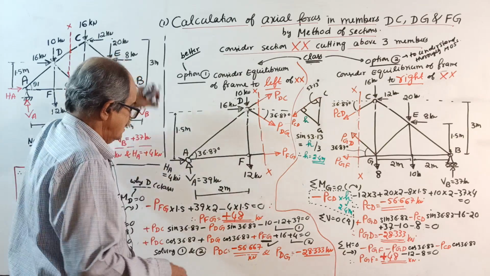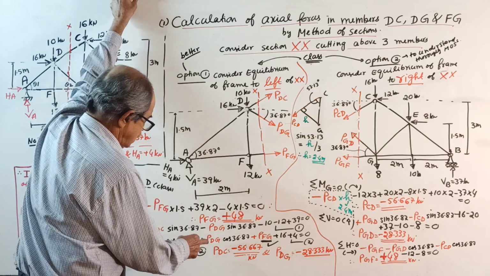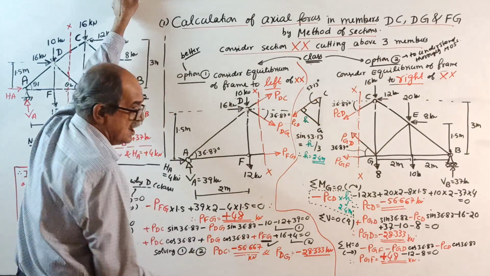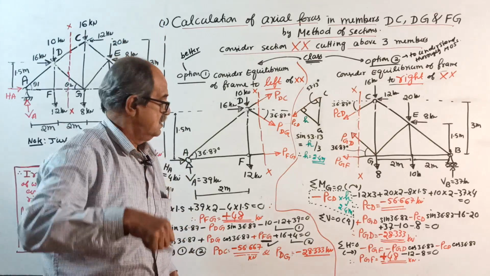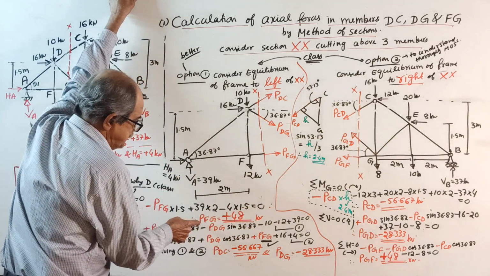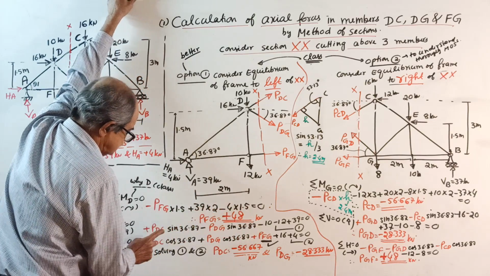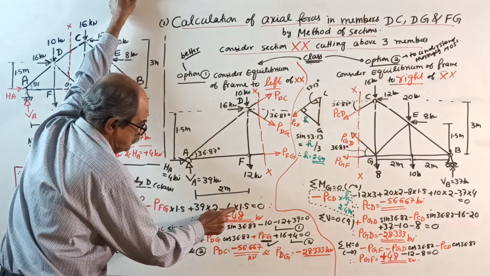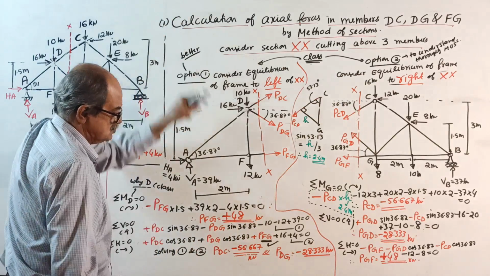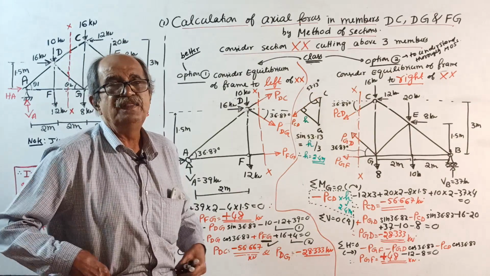Some student will tell, sir, one more equation is required. Why? Sir, 1, 2, 3 unknowns are there. Open your eyes. See, I put a right mark there. Right mark means PFG is already known. Before that, you write here: substituting PFG equal to plus 48. This is a known value, so only two unknowns are there. Solve it, get the answer. High school mathematics. This I told earlier.